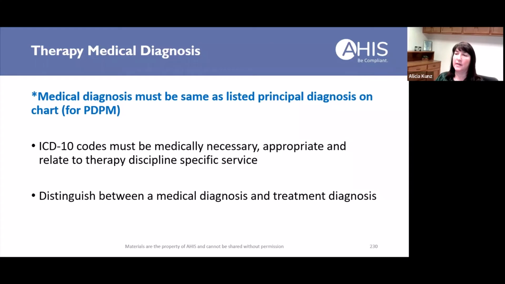Therapy medical diagnoses should be the same as the listed principal diagnoses on the chart for PDPM. So you want to make sure that the codes that you're using are for something that is medically necessary, appropriate, and relate to the therapy discipline specific service. And you want to make sure that your therapy evals clearly delineate what is a medical diagnosis and what is a treatment diagnosis. So a lot of times you'll have a fracture code, and that will be your medical diagnoses, but then you have difficulty in walking, which is an R code, as a treatment diagnoses.